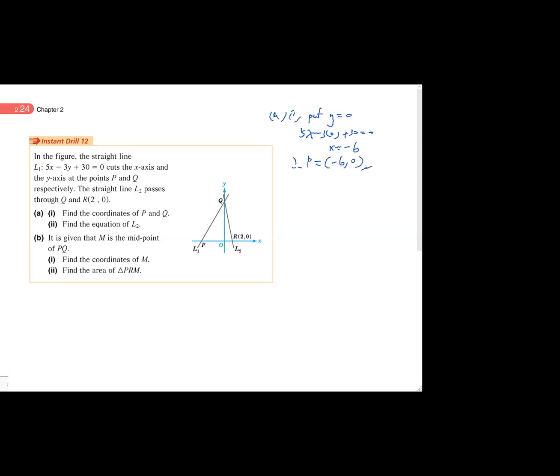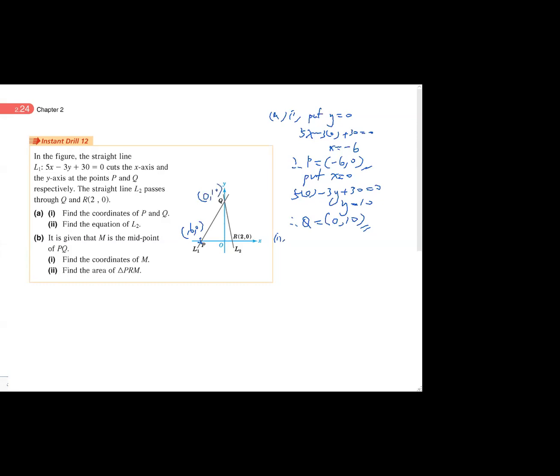Answer. To find point Q, we put x to be 0. So 5 times 0 minus 3y plus 30 equals 0, and we find that y is equal to 10. Therefore, the coordinates of point Q are (0, 10). Answer. For A2, we are going to find the equation of L2. Now we have found point P to be (-6, 0) and point Q to be (0, 10).